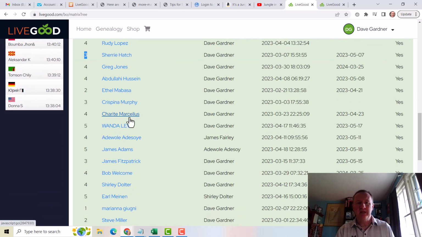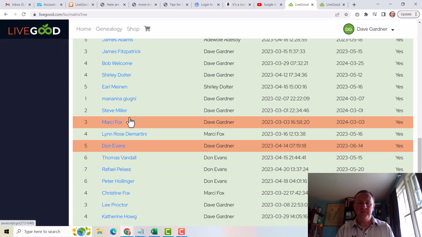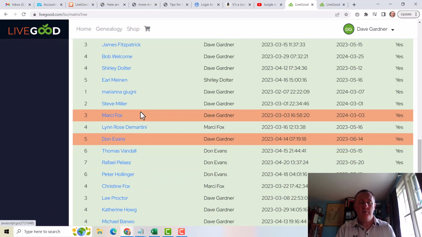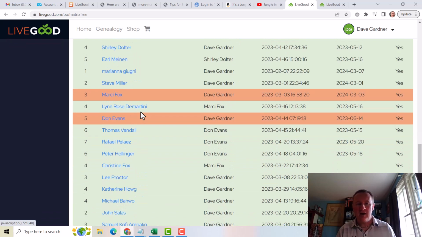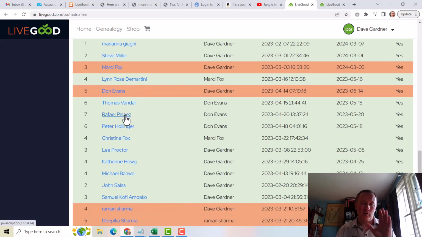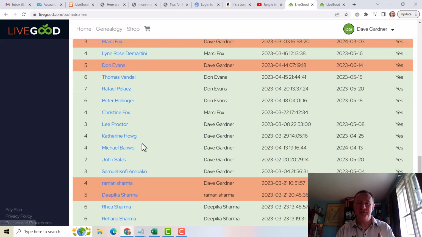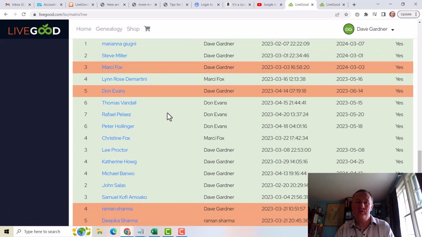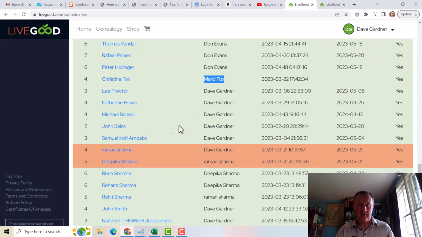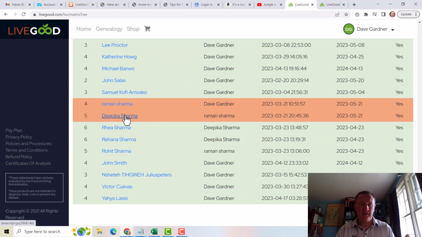So this one might be a little more difficult to determine who sponsored who, but it does show where everyone is in order in what level. I would focus on this one last, but it does show you where they exist, and it does show you who sponsored them. So for example, I have people all the way down to the 7th level. We see their sponsor was Don. I have Christine on the 4th level, sponsored by Marcy. These people are sponsored by me. On the 5th level, Topeka, sponsored by Ramen, and so on and so forth.